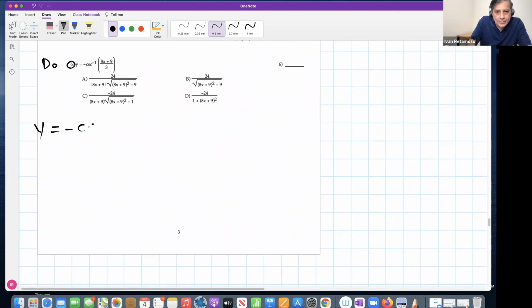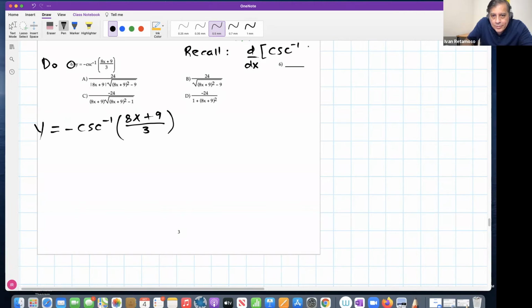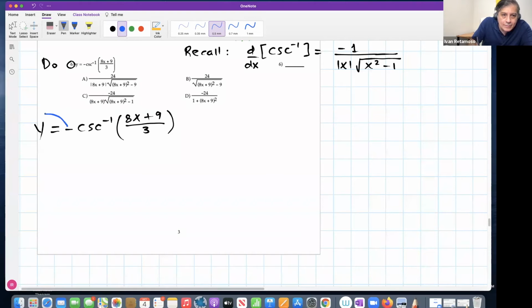y equals minus cosecant inverse of (8x plus 9) all over 3. Hints here. Recall the derivative of this function, cosecant inverse, is just minus 1 over the absolute value of x multiplied by the square root of x squared minus 1. Right? Use this. And do not worry about this minus 1. This will come out, right? It's a constant.